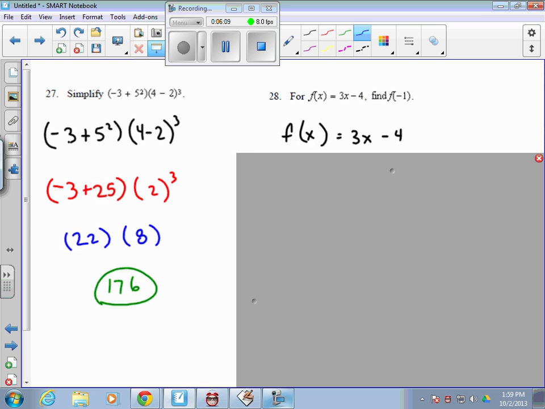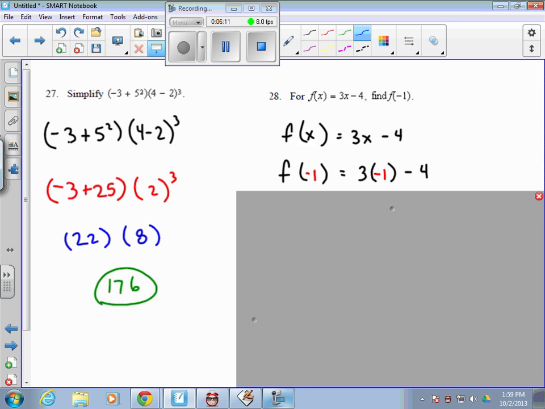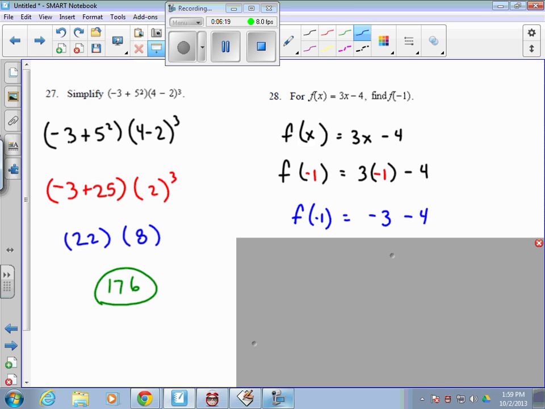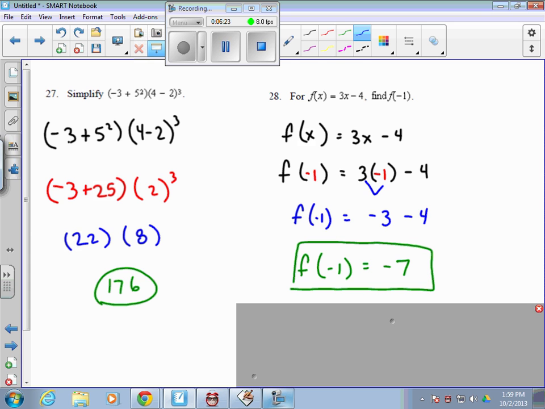f of x equals 3x minus 4. What about f of negative 1? So that means in place of x. So f of negative 1 equals 3 times negative 1 minus 4. Simplify 3 times negative 1, you get negative 3 minus 4. So f of negative 1, negative 3 minus 4, is equal to negative 7.